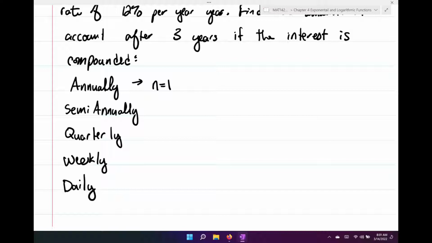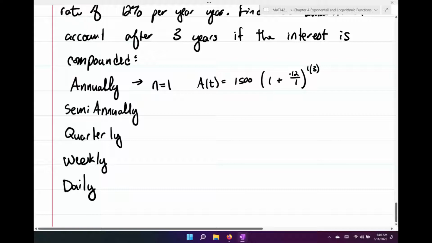So for us, A of t is going to equal 1,500 times 1 plus 0.12 over 1, all raised to the 1 times 3 power. Okay? So we just get out our calculator, and we'd get $2,107.39. Now, semi-annually means n equals 2. So, same formula. It's just now, wherever we see that letter n, which is the number of ways it's compounded, we're going to replace it with a 2.